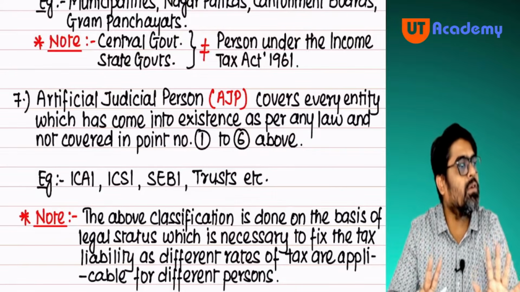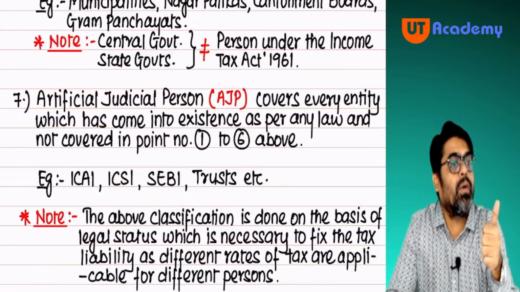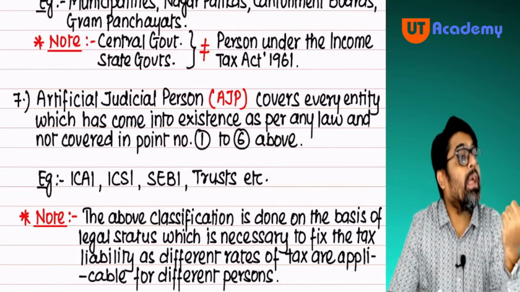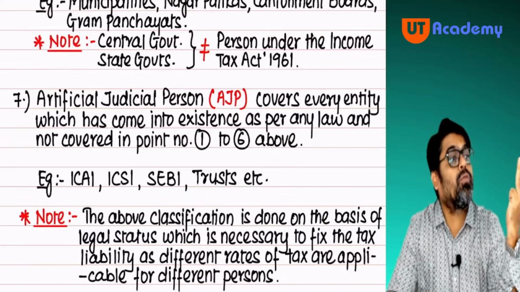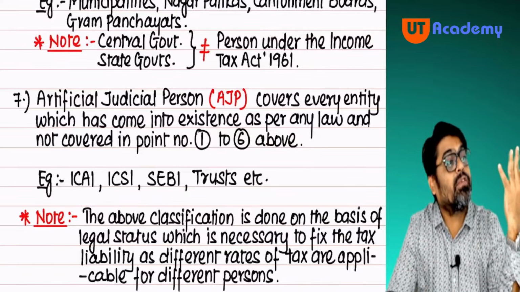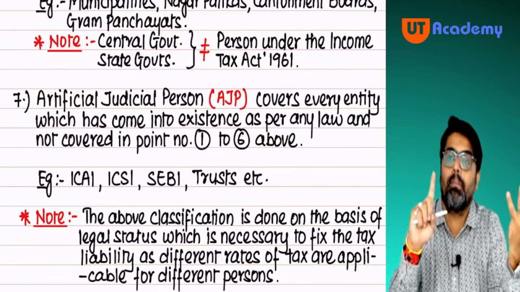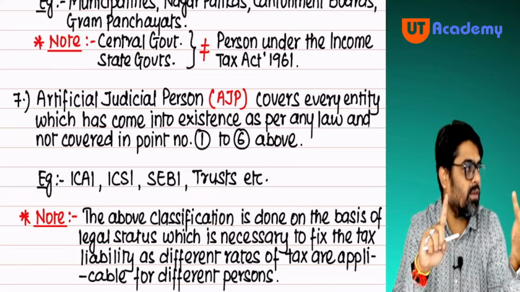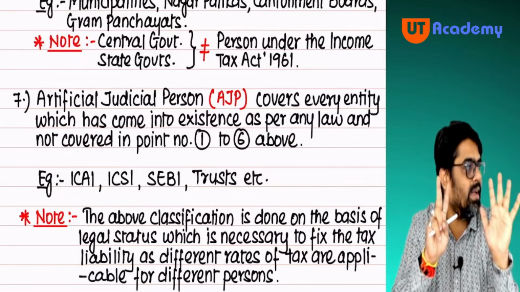How many categories? Number 1 is individual. Please, with me. Number 2 is Hindu undivided family. Number 3 is company. Number 4 is firms. Number 5 is association of persons and body of individuals. Number 6 is local authorities. And number 7 is artificial judicial person. These 7 categories are there.